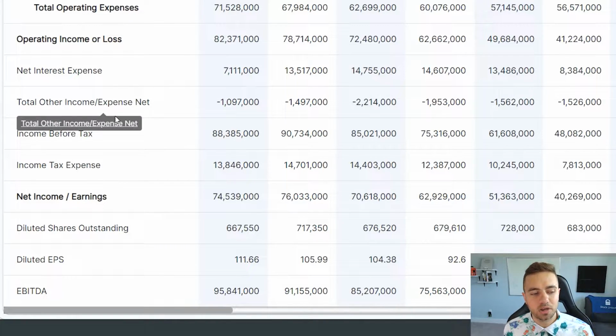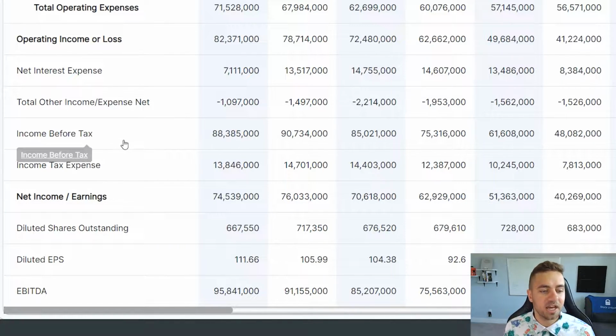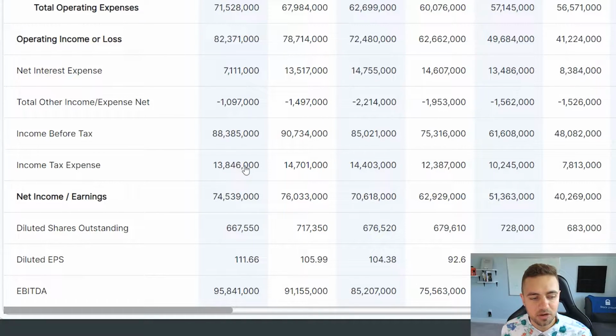Then we have total other income and expenses. Then we have income before tax. So this is like the company's net income before it has to pay taxes. But taxes are a very real expense that we all have to pay. You and I got to pay taxes, and businesses have to pay taxes as well. So from the income before tax, you then subtract the amount of tax that the company pays. And then finally, you have your net income, or the earnings that the company generated.